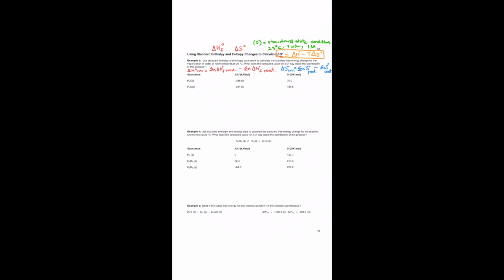Use the standard enthalpy and entropy data below to calculate the standard free energy change, which is the delta G naught here, for the vaporization of water at room temperature, 25 degrees Celsius. And what does the computed value for delta G naught say about the spontaneity of this process? Again, example 3 indicates this is at the standard state because it's asking for the delta G with the naught sign, and it's asking for the vaporization reaction of water.